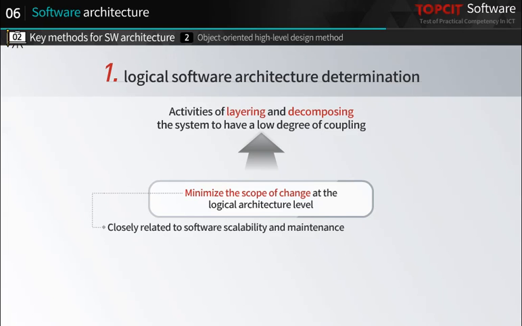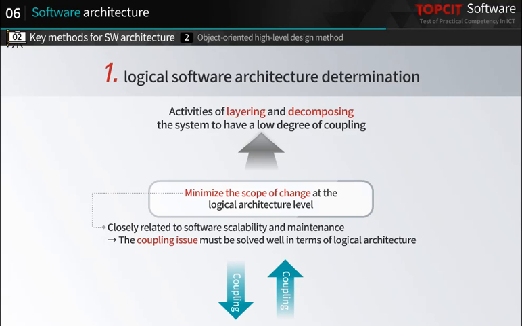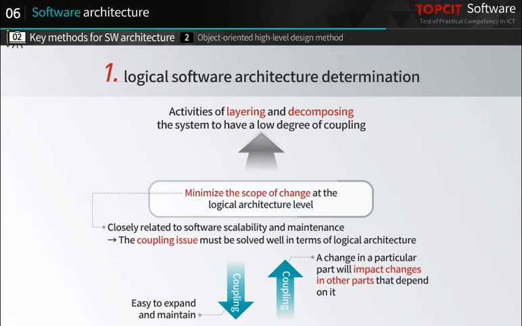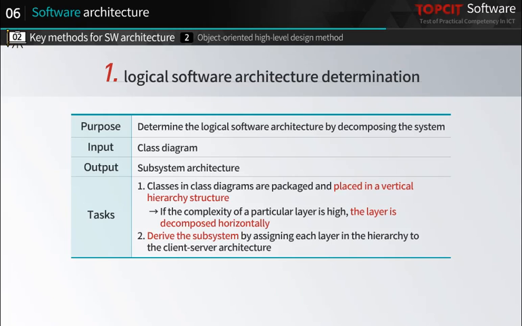As minimizing the scope of change is closely related to software scalability and maintenance, the coupling issue must be solved well in terms of logical architecture. In principle, the lower the degree of coupling, the easier the software is to expand and maintain. And in a software architecture with a high degree of coupling, a change in a particular part will impact changes in other parts that depend on it. Determining the logical software architecture to decompose these systems is executed regardless of the implementation strategy. The following table summarizes the activities briefly for determining logical software architecture.